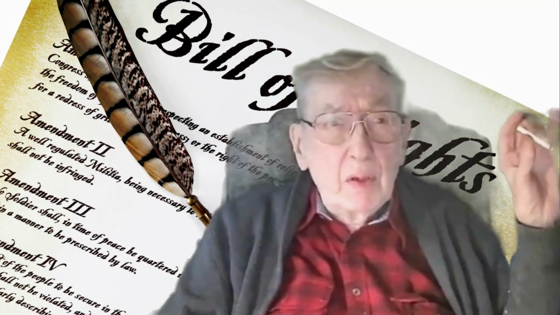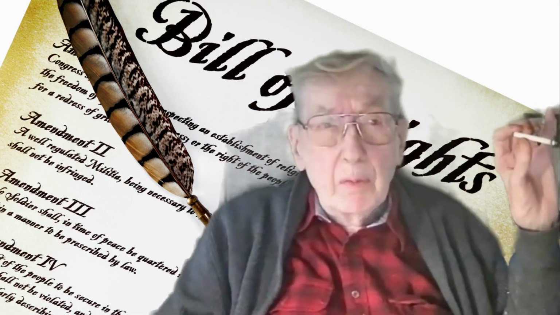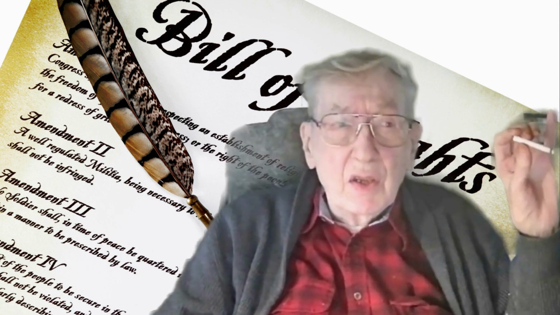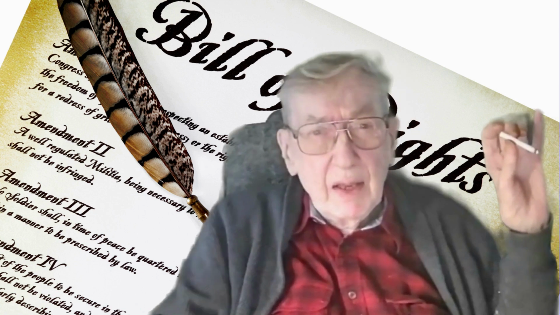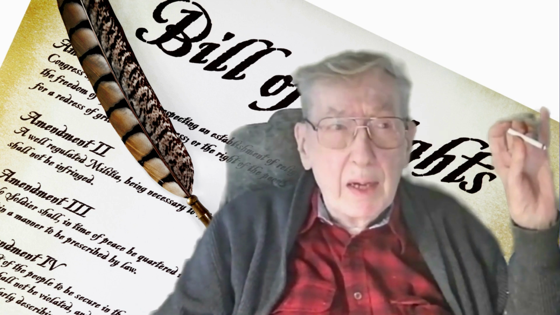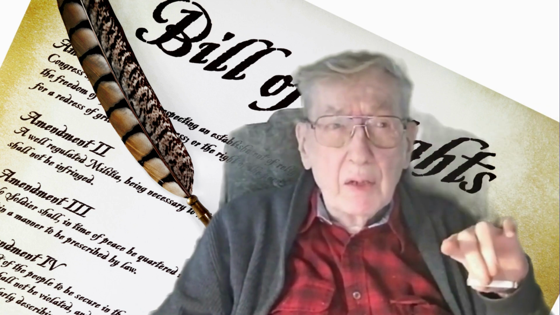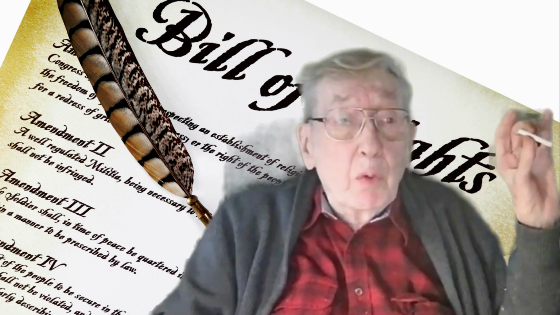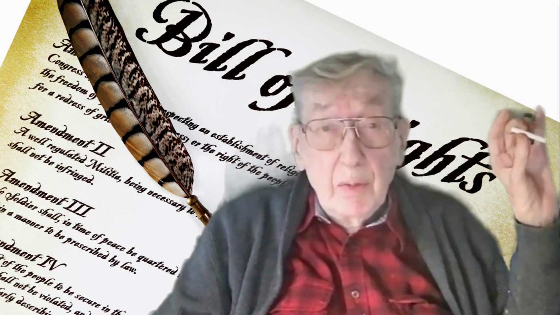The first 10 amendments to the Constitution are the Bill of Rights, which was ratified by the states on December 15, 1791. The entire Bill of Rights was written by James Madison, and the complete wording is only 652 words.